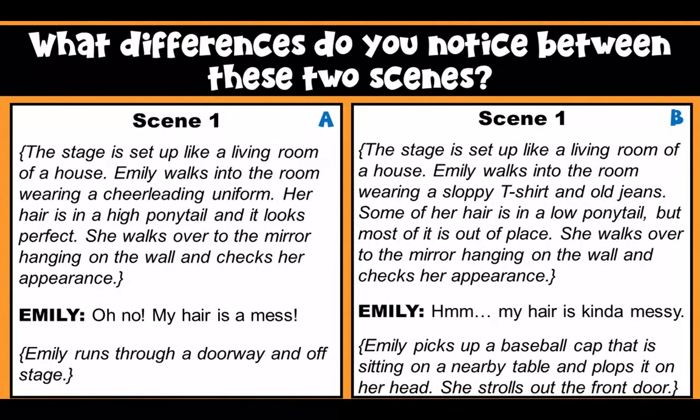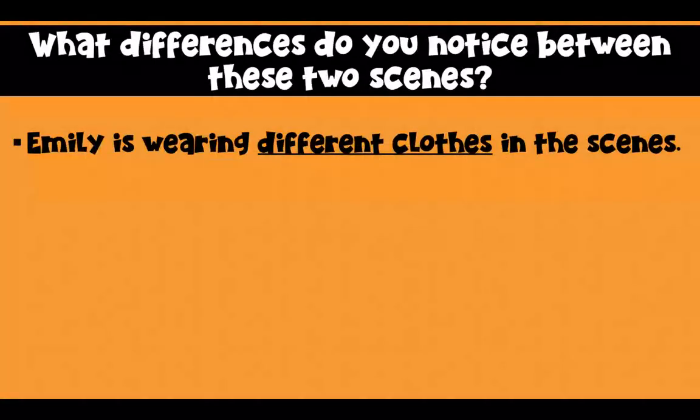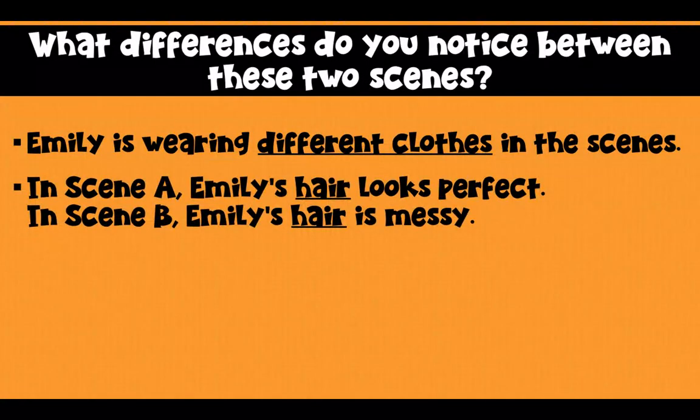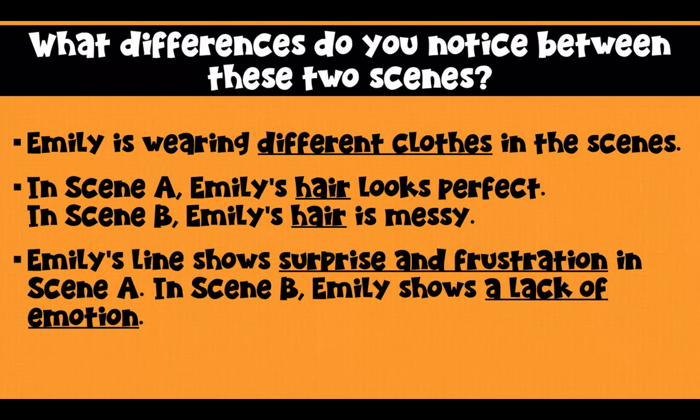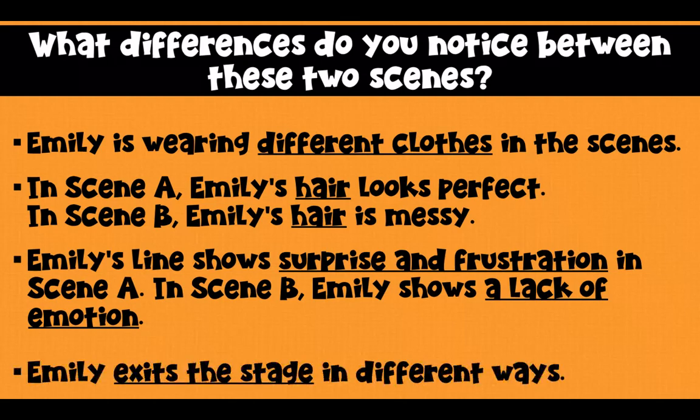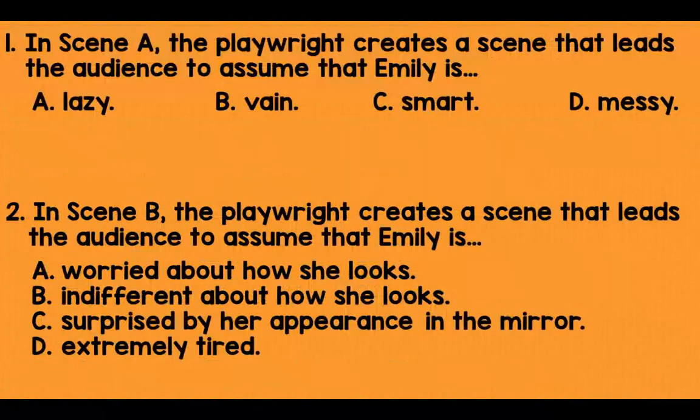So you can see the exact same scenes were set, but just based on how the character was, you can tell that there are differences between those two characters. So Emily is wearing different clothes in the scenes. In scene A, her hair looks perfect. In scene B, her hair is messy. Emily's line shows surprise and frustration in scene A, but in scene B, it shows a lack of emotion, so she doesn't really care. Emily exits the stage in different ways. You can see the first one, she was upset and she ran out to fix her hair. The second one, she was just nonchalant, no big deal.